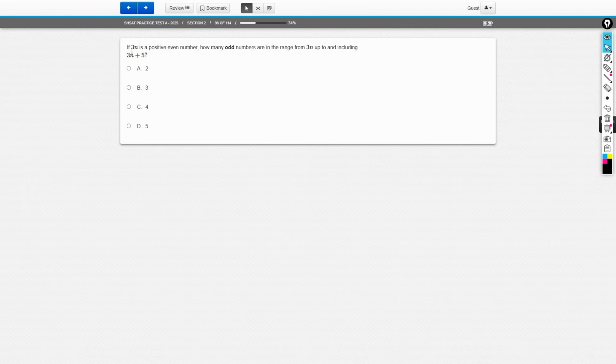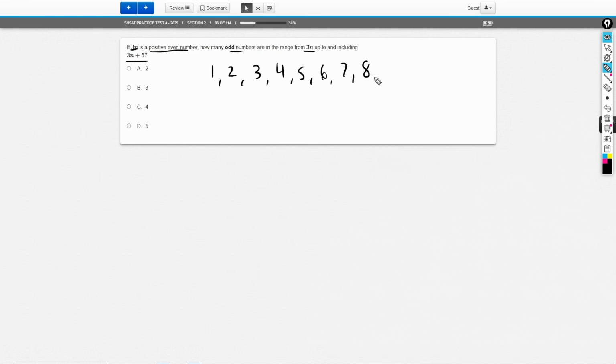3n is a positive even number. How many odd numbers are in the range of 3n up to and including 3n plus 5? All right, so if 3n is an even and positive number, how many odd numbers are in the range from 3n to 3n plus 5? So let's look at numbers, right? Let's start with 1. 1 is odd, then 2 is next, 3 is odd, 4 is even, 5 is odd, 6 is even, 7 is odd, 8 is even, 9 is odd, 10 is even. So the pattern here is that it starts at odd, then even, then odd, and so on and so forth.